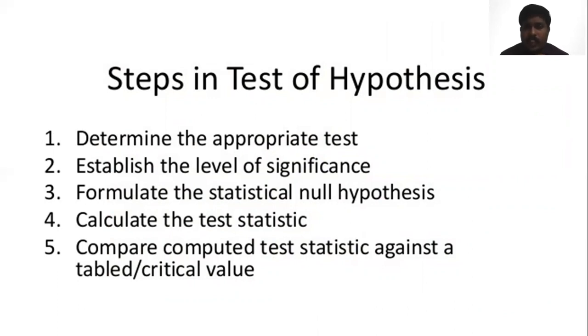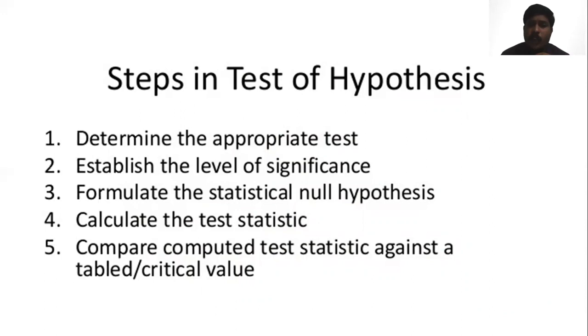There are 5 steps in the hypothesis testing. One is, first you have to choose the appropriate test. There are so many tests to check your hypothesis whether it is valid or not valid. So you have to choose the appropriate test to determine the correct result. Second one, you have to establish the level of significance. In the upcoming slides, we will discuss the level of significance. What is level of significance?